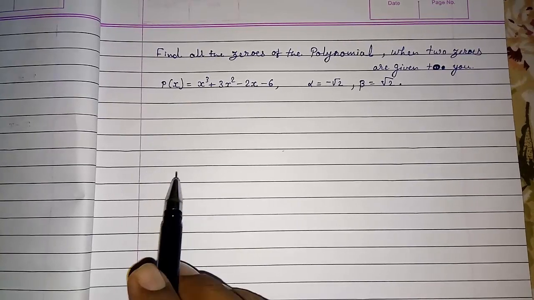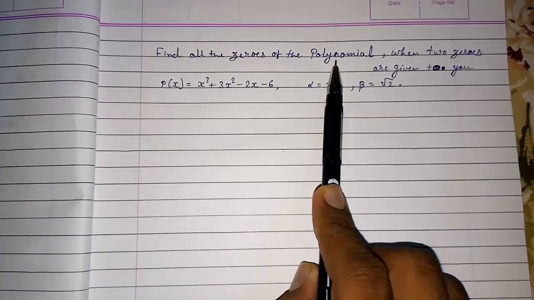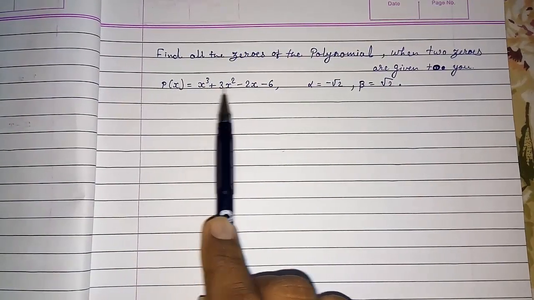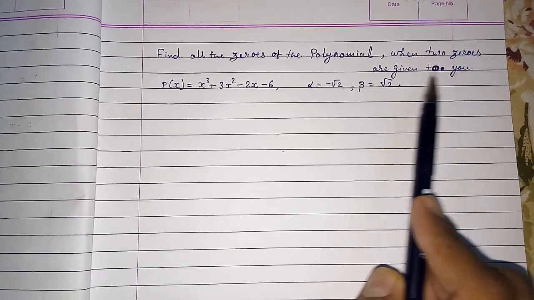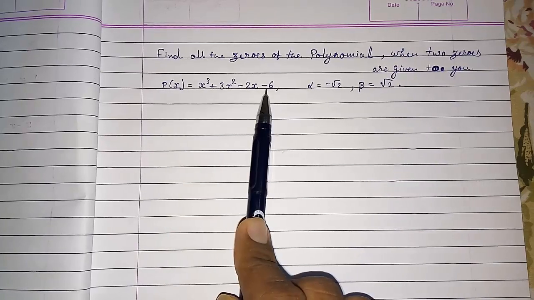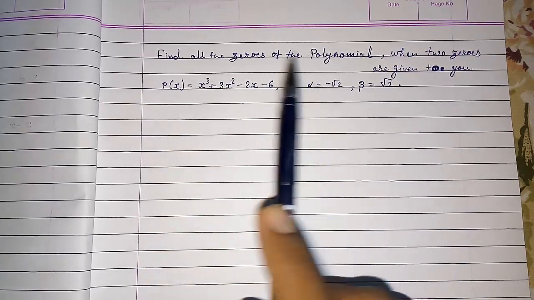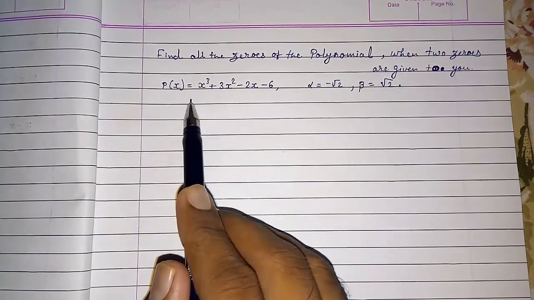Hello friends, today we are going to study finding all the zeros of a polynomial. Here a cubic polynomial is given to you. So when two zeros are given to you, and a cubic polynomial is given, we can find the other zeros. First of all, we should know how many zeros we will get here.